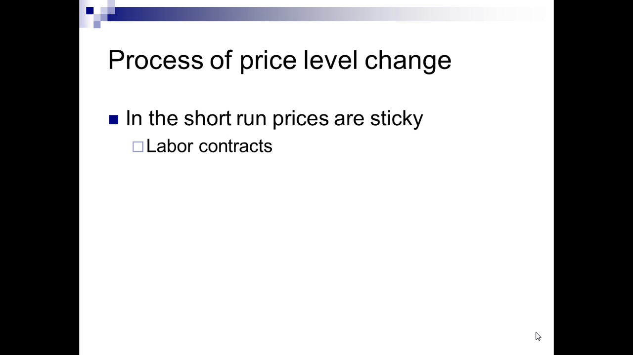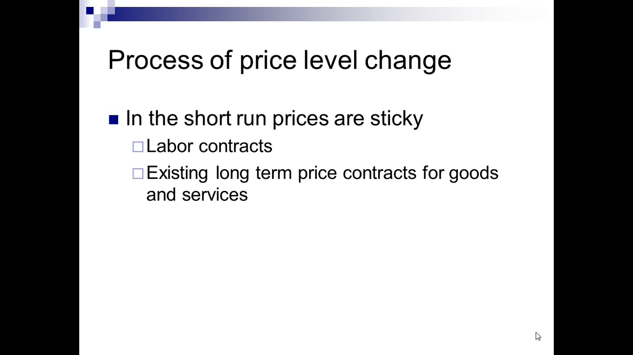They're sticky primarily because of labor contracts. Even though there's a change in the amount of money available in the economy, the wages for workers can't be changed overnight. Workers generally have contracts, and those contracts cannot be renegotiated in the present. You have to wait till the end of the contract to do the renegotiation. Likewise, there might be existing long-term price contracts for goods and services. You might have entered into a 2-year contract with some subcontractor, and that subcontractor can't renegotiate for higher prices in the medium term.